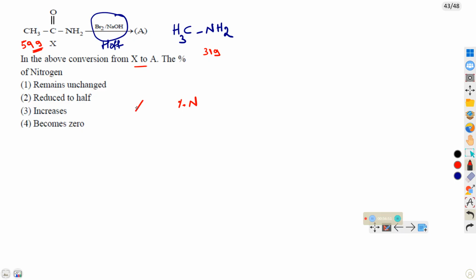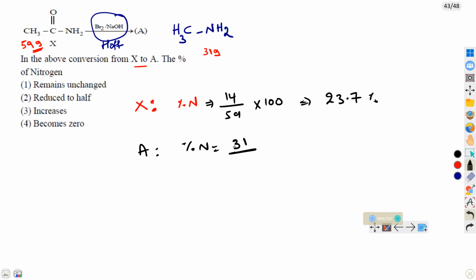First of all, X, percentage of nitrogen in X is equal to nitrogen weight 14 by 59 into 100. Simplify, then you will get 23.7%. In A, percentage of nitrogen is 14 grams nitrogen weight, 14 by 31 into 100. 1400 by 31, 45.1%. So percentage of nitrogen increases.